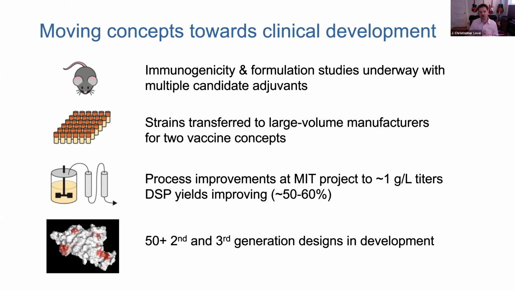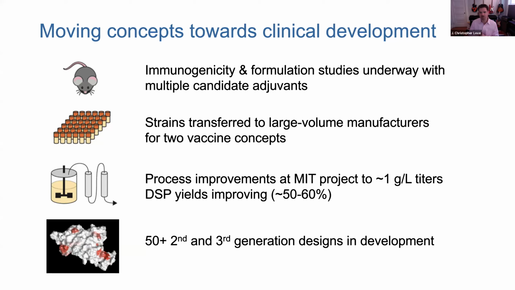We're super excited because some of these things are starting to move towards clinical development. We're working on 2nd and 3rd generation vaccine concepts that we think will be even better and more accessible than the first ones we've gotten out the door. We're doing a lot more immunogenicity and formulation studies currently with several of these candidates, as well as adjuvants. Excitingly, we've now transferred strains to 2 large volume manufacturers who are advancing these towards clinical development presently. That's been super exciting and fun, as a lab, that we've been able to help with this in a meaningful way.